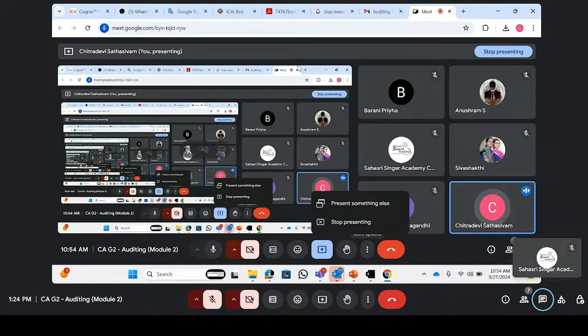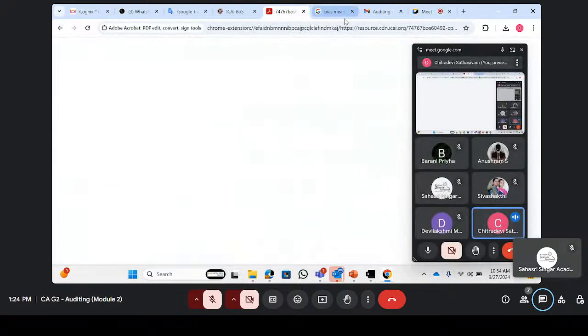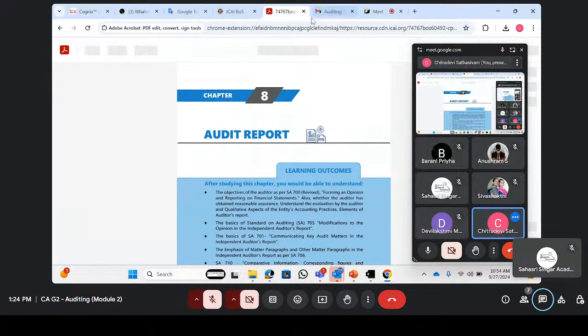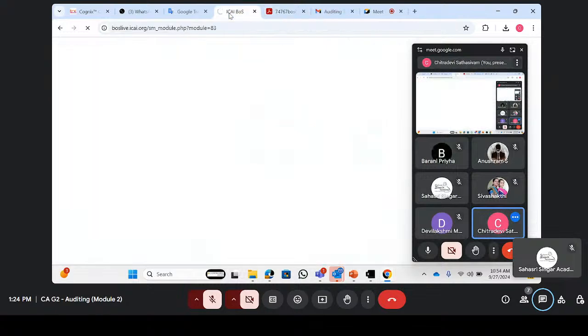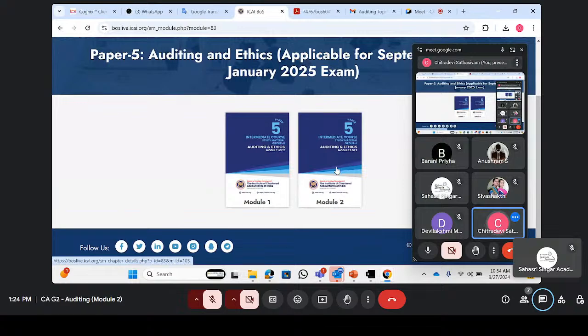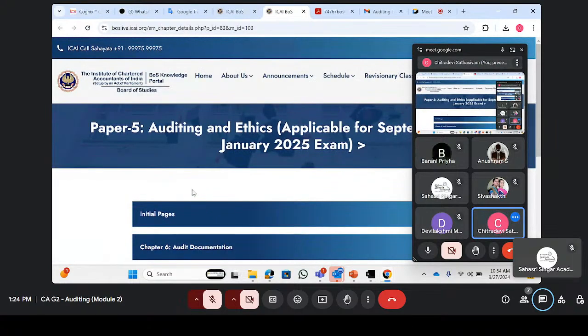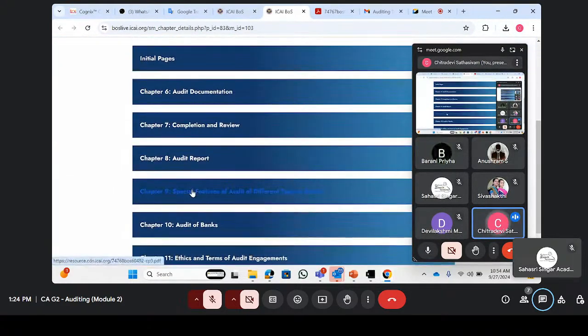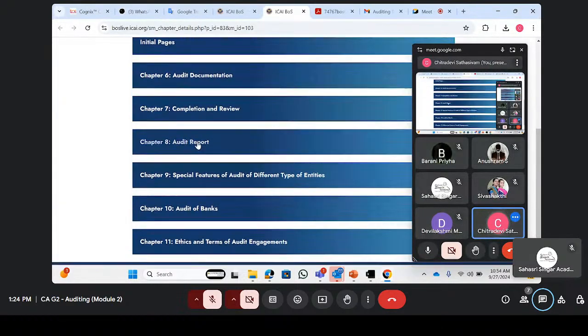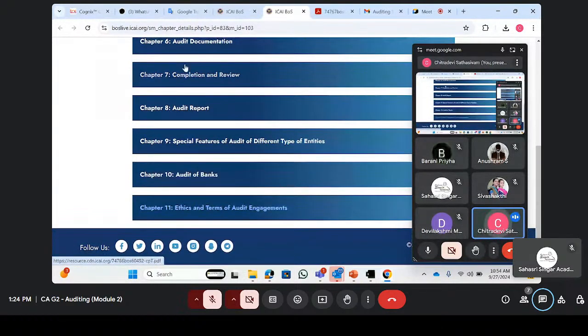In module 2, how many more chapters are there? If I finish the audit report, 1 minute, let me check. So only the 7th chapter and the 11th chapter will be there, I think. These two chapters are together with all essays only. Please ensure that this is taken care of. And for that company audit, I will share that PowerPoint material today itself.